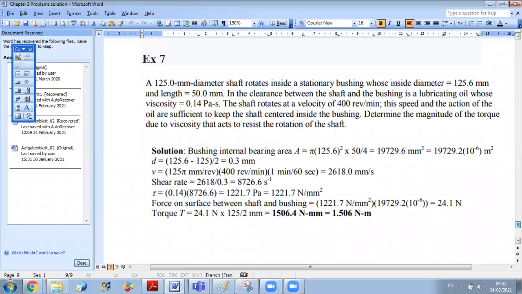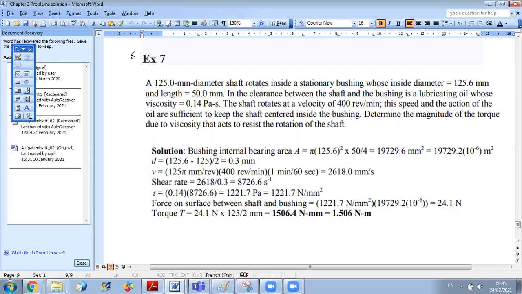Problem 7. This is the last problem in chapter 3 problems. A 125 millimeter diameter shaft rotates inside a fixed bushing whose inside diameter is 125.6 millimeter and length is 50 millimeter. The clearance between the shaft and the bushing is a lubricating oil whose viscosity is 0.14 Pascal seconds. The shaft rotates at a velocity of 400 revolutions per minute. This speed and the action of the oil are sufficient to keep the shaft centered inside the bushing. Determine the magnitude of the torque due to viscosity that acts to resist the rotation of the shaft.